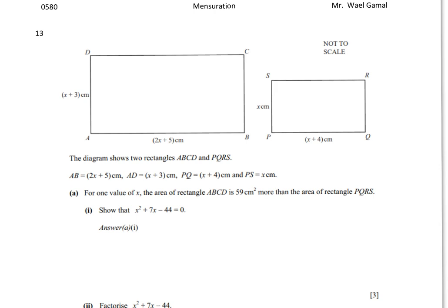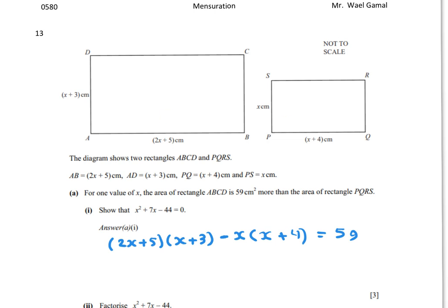So area of the large rectangle is length times width: 2x plus 5 times x plus 3, minus the area of the small one, length times width, x times x plus 4, equals 59. Because if the large rectangle is 59 more than the smaller one, this means the difference between them is 59.